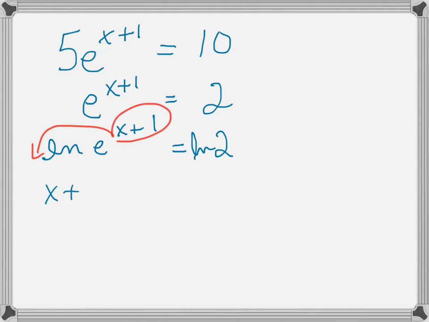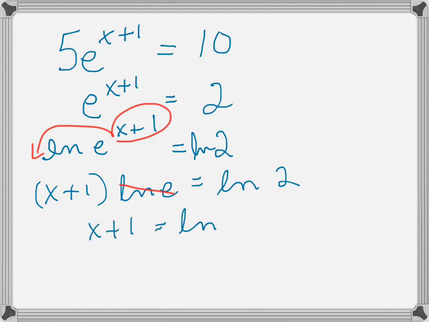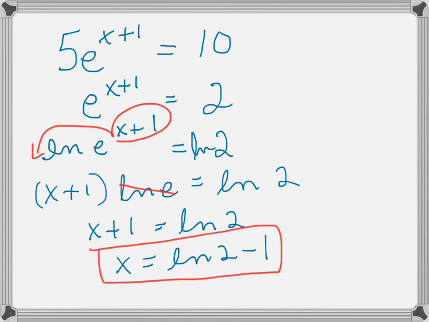So we get x plus 1 times the natural log of e is equal to the natural log of 2. Natural log of e is equal to 1, so it cancels out, leaving us x plus 1 is equal to the natural log of 2. We subtract 1 from each side. We get the natural log of 2 minus 1 as our solution.